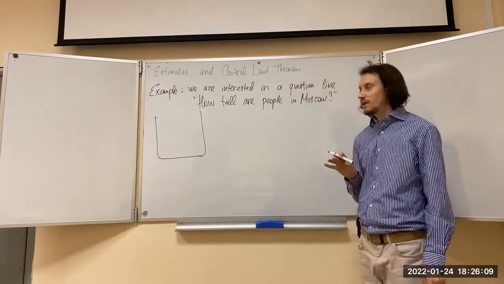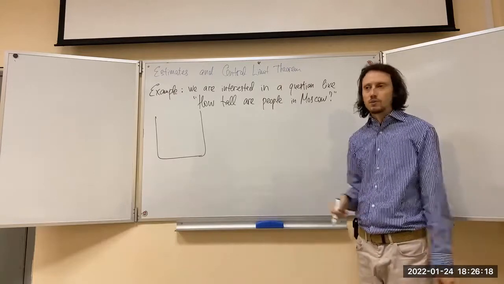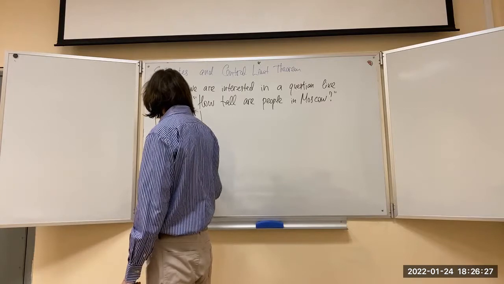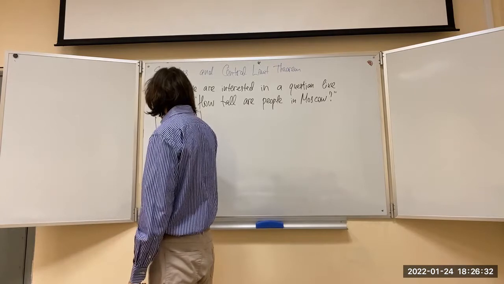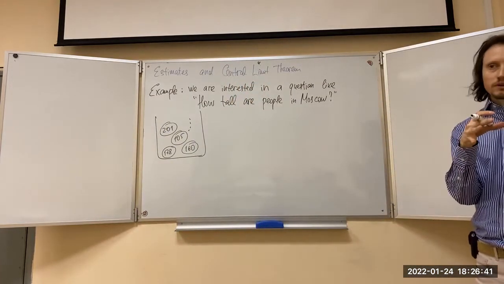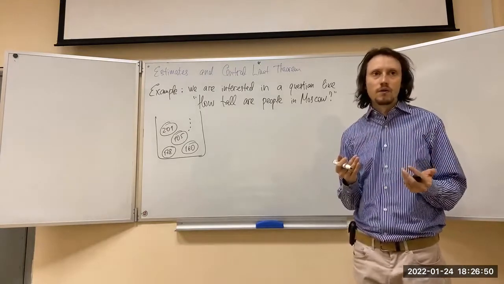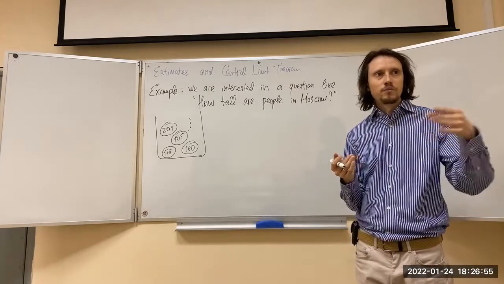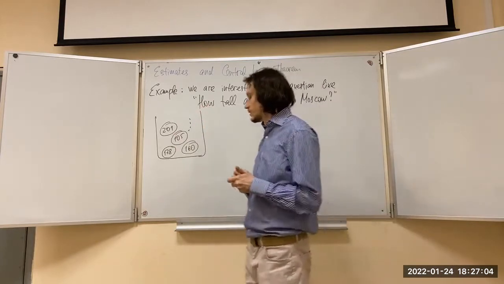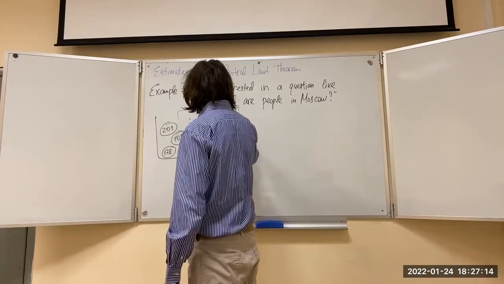Let me move from people, who are complicated creatures, to something more simple. Let me consider some large box filled with balls, and each ball has a number written on it. Something like this. And each ball corresponds to one citizen of Moscow. And we can model our sampling procedure, or choice of some random persons from Moscow, by choosing random balls from this large box. We do random selection.